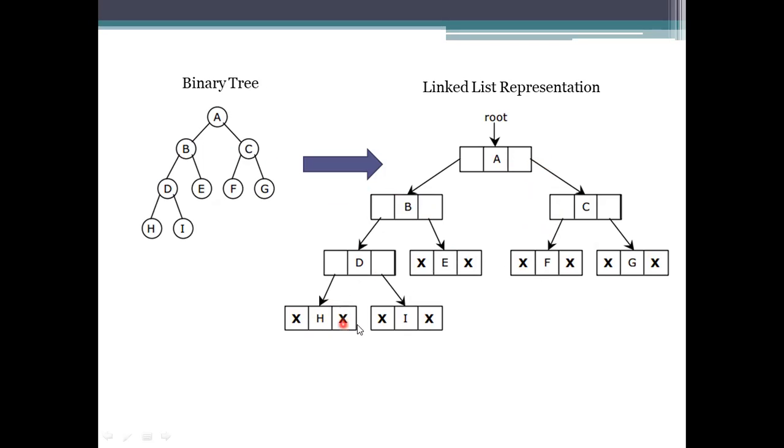Means the left child and the right child have been marked as null, then it is considered a leaf node. And if it has only one child, then it is not a leaf node. The remaining nodes will be considered leaf nodes here.